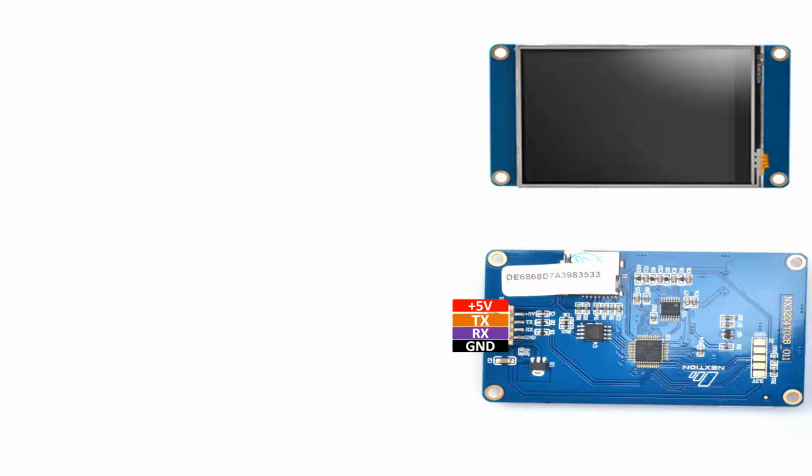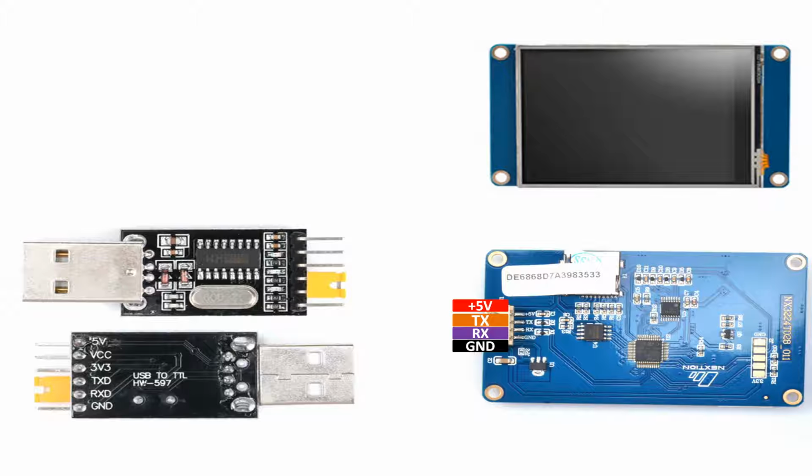For that purpose, you will need to connect this touch screen with a computer so we can interface with the Nextion editor software. For that, you will need any USB to TTL device. I am going to use this USB to TTL device called CH340. You can use FT232 or any other device available. I am using this because it is easily available at my place.